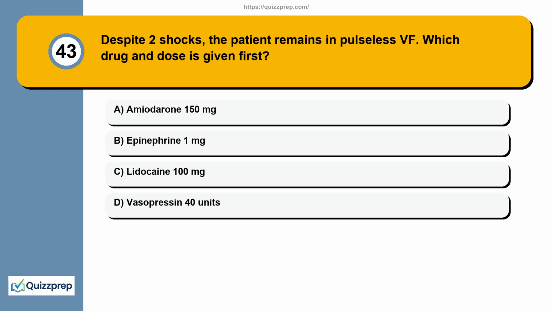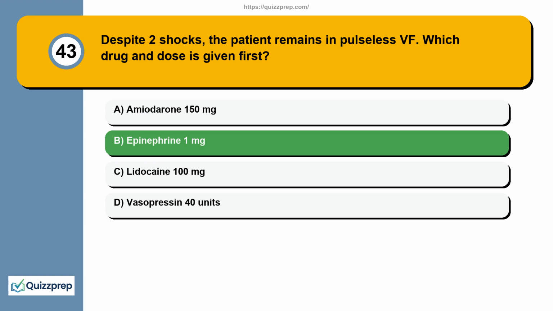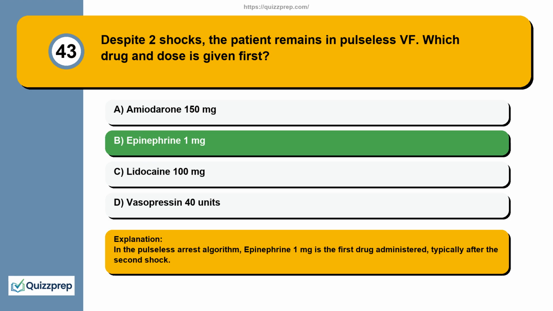Question 43. Despite 2 shocks, the patient remains in pulseless VF. Which drug and dose is given first? Amiodarone 150 mg, epinephrine 1 mg, lidocaine 100 mg, vasopressin 40 units. In the pulseless arrest algorithm, epinephrine 1 mg is the first drug administered, typically after the second shock.